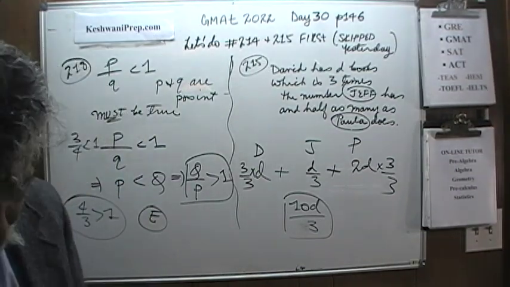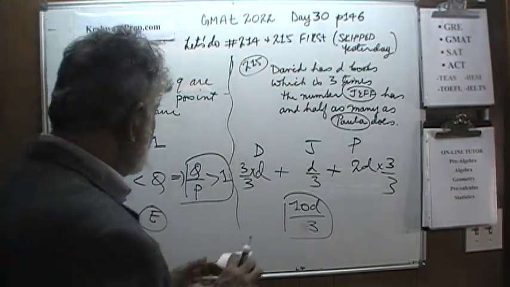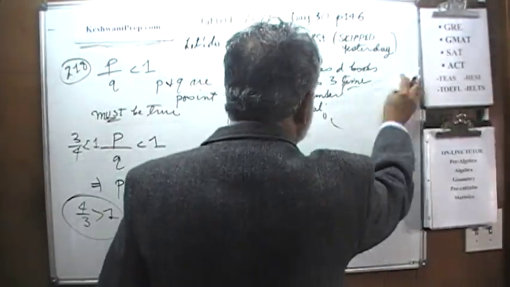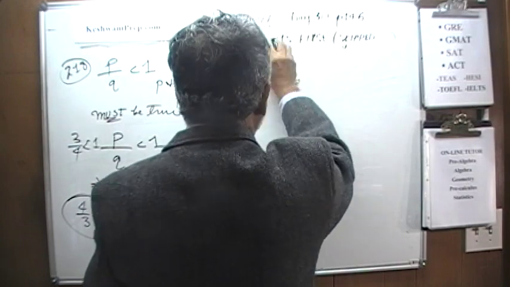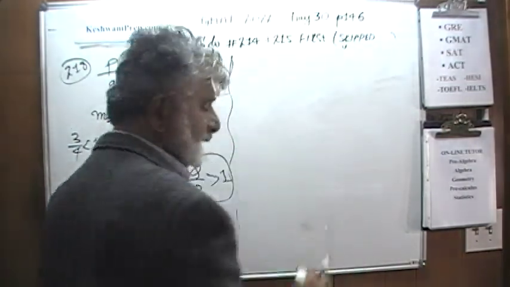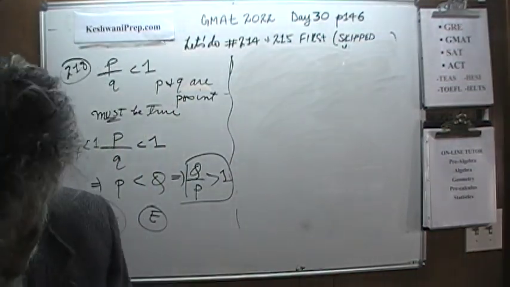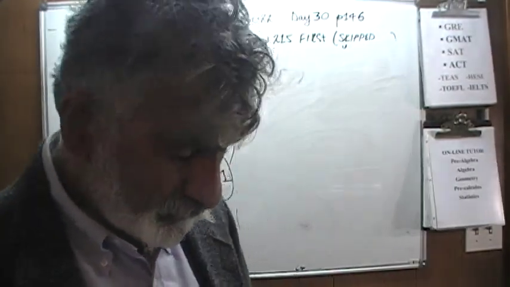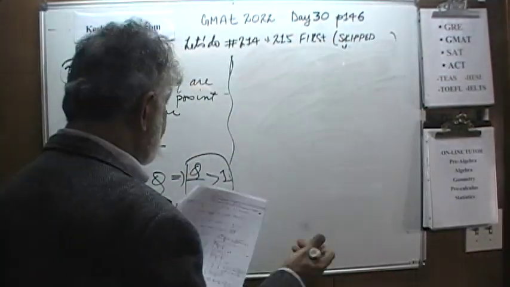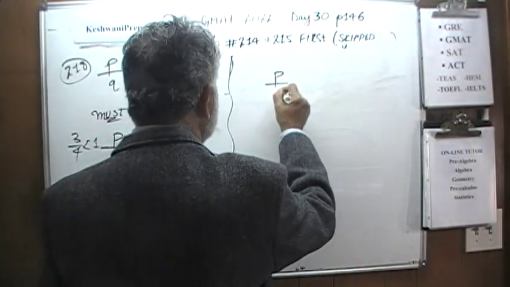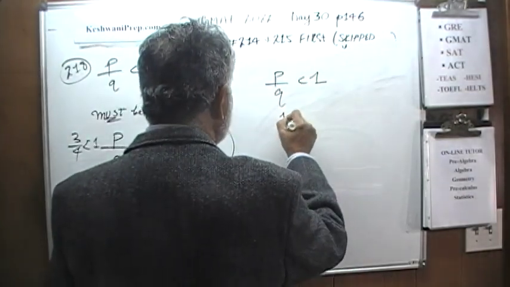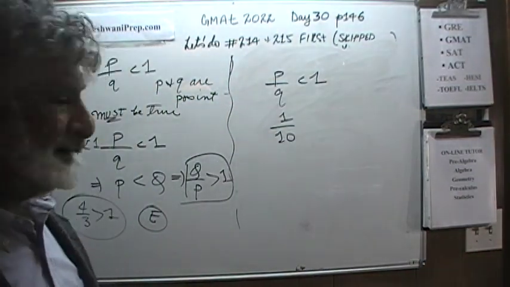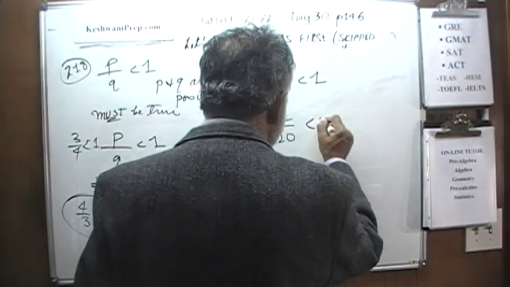I'm going to quickly go through only one scenario where this gets tricky, and the conditions that we have to fulfill is that they both have to be positive integers, and that's it. What if, for example, we are told that P over Q is less than 1, what if we put in 1 for P? 1/10 is less than 1.